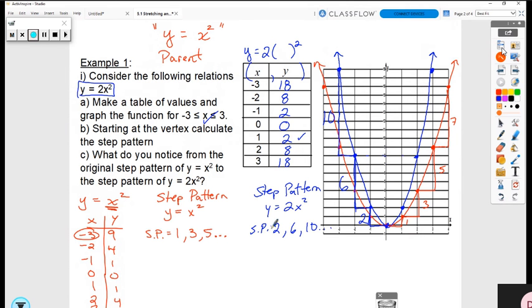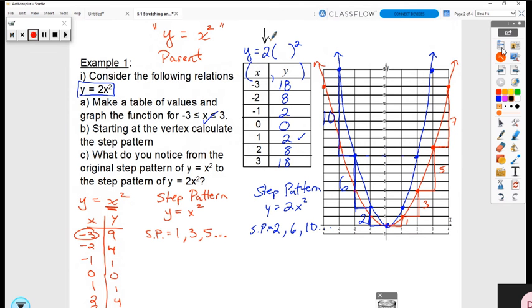Step pattern equals. It says here, what do you notice from the original step pattern of 1, 3, 5 to the new step pattern of 2, 6, 10? What happened? Each value in the original step pattern is multiplied by 2. Why do you think that is? What influence did that multiplying by 2? Yeah, this right here. It's 2x squared.